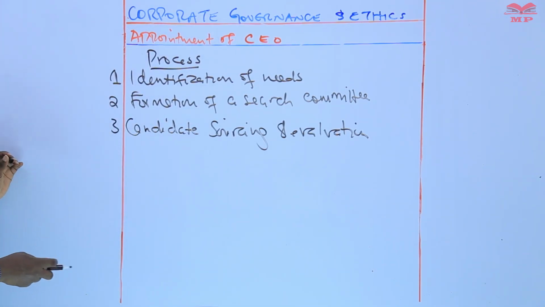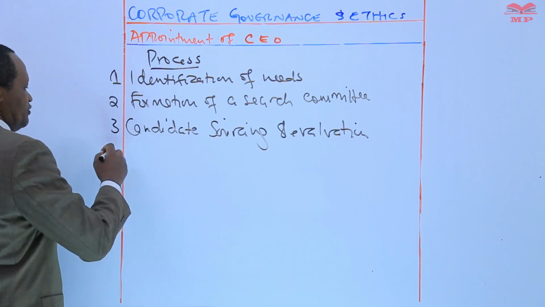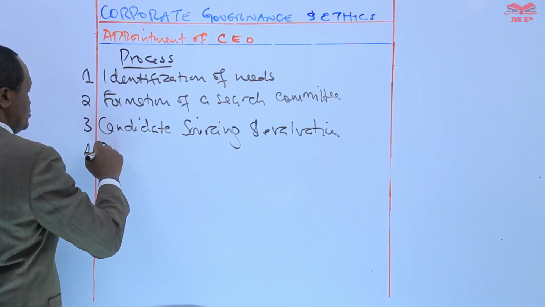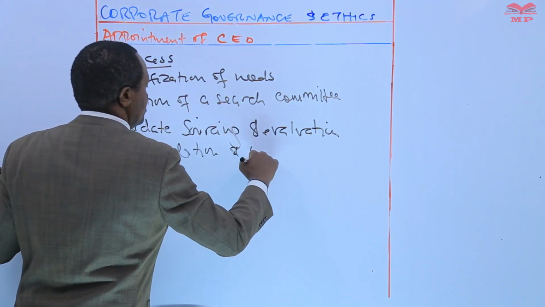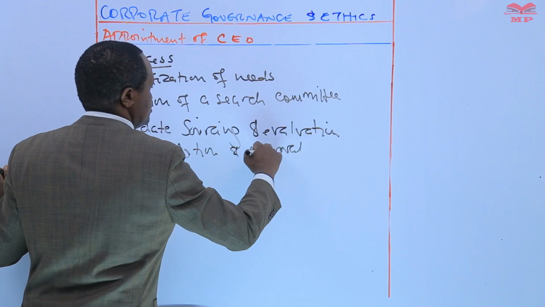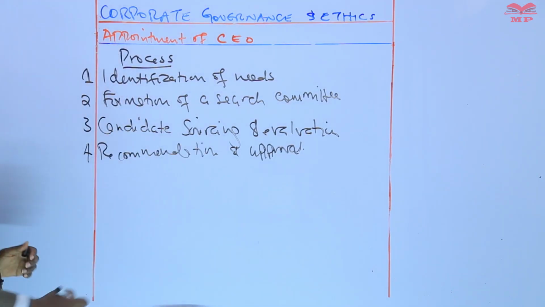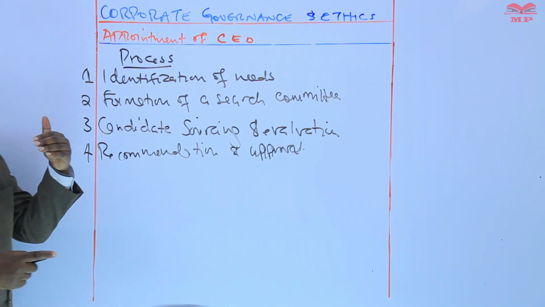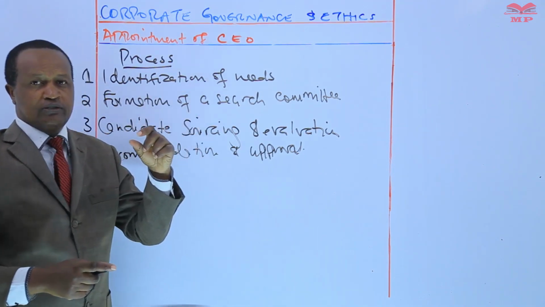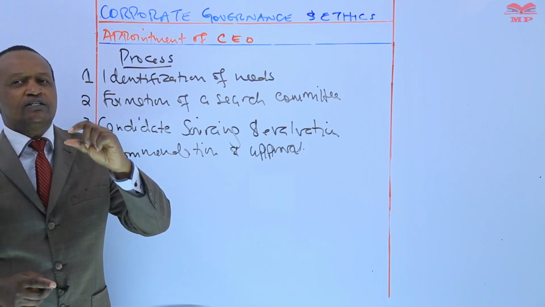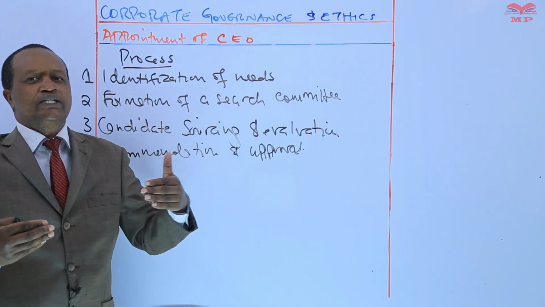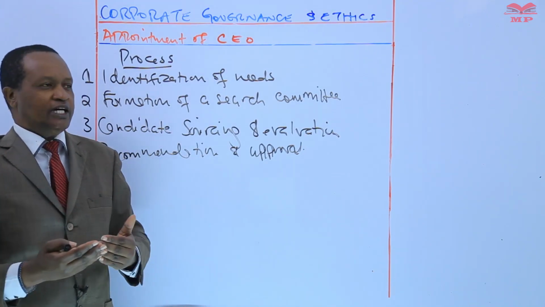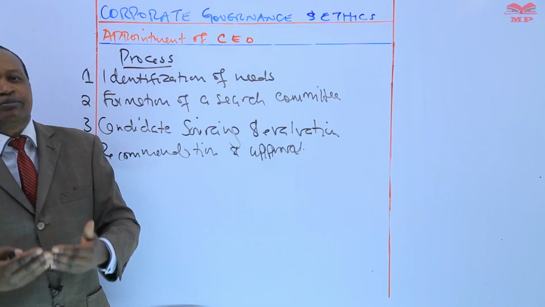Candidate sourcing and evaluation. Number four, recommendation and approval. The search committee presents its findings and recommendations to the full board. The board then carefully evaluates the candidates and makes the final decision on who to appoint as the CEO of the company.